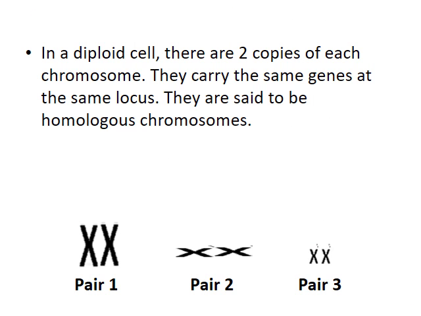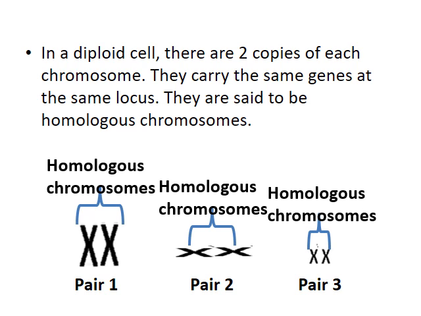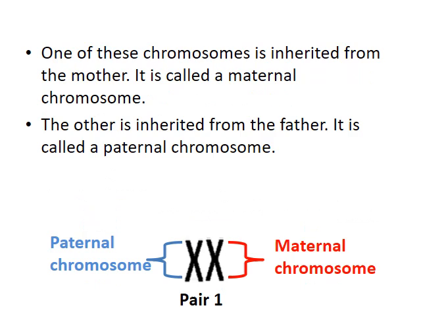In a diploid cell, there are two copies of each chromosome. They carry the same genes, the same loci. They are said to be homologous chromosomes. Pair 1, pair 2, pair 3 of chromosomes are called homologous chromosomes. For the chromosomes of pair 1, we have two copies. One copy is maternal and the other is paternal. So one of these chromosomes is inherited from the mother, it's called maternal, mama, and the other is inherited from the father, it's called paternal, papa.